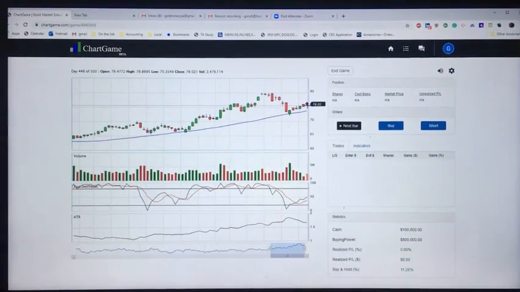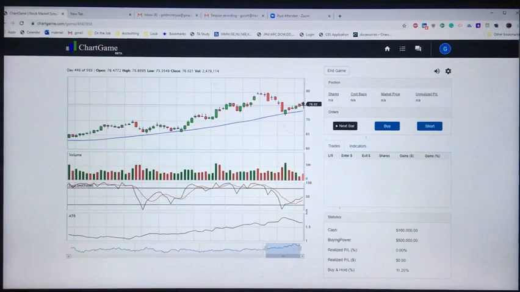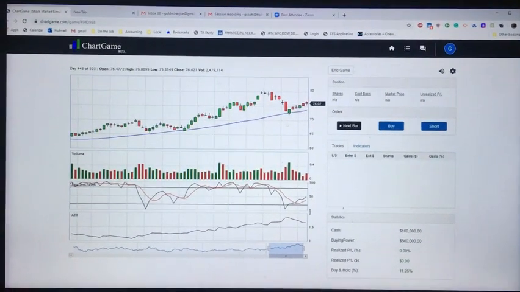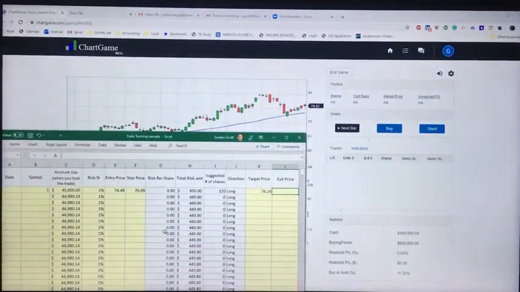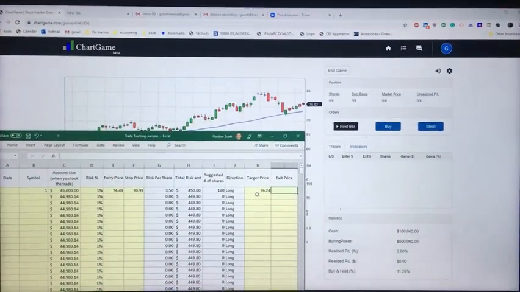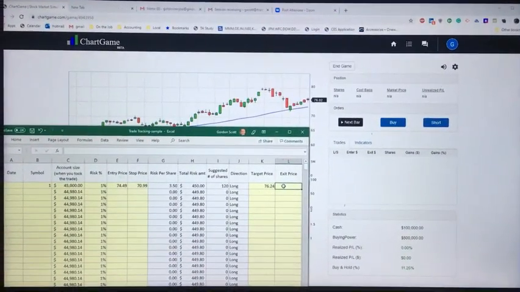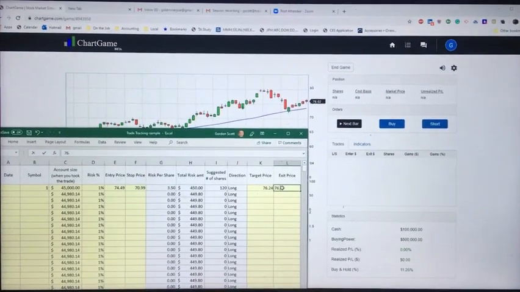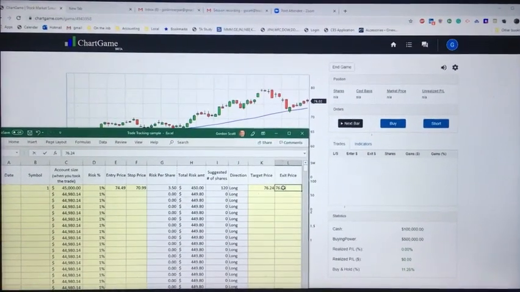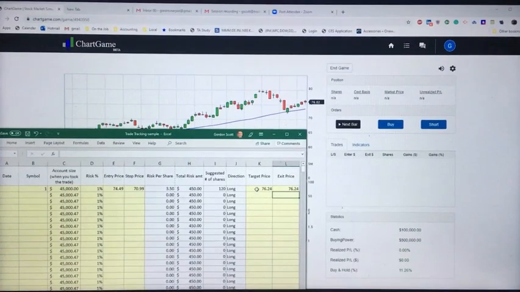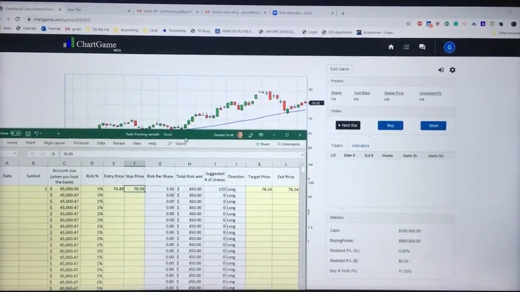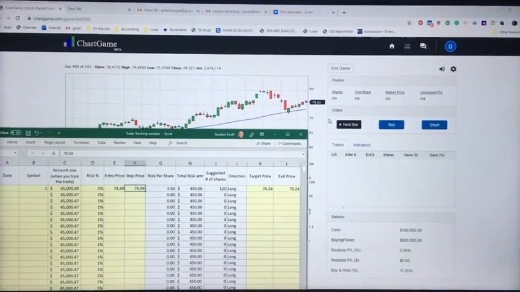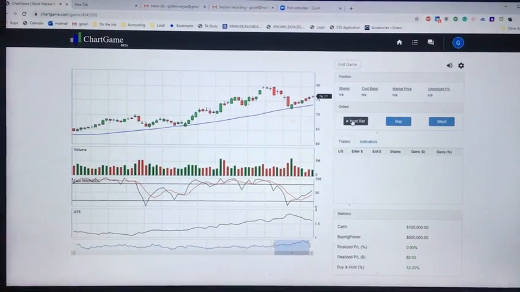The high of that day was 76.86. And my target price was 76.24. So I got out at 76.24. That's a winning trade right there because I got out at my target price instead of my stop price. I'm going to go on and see if I can find another entry signal.